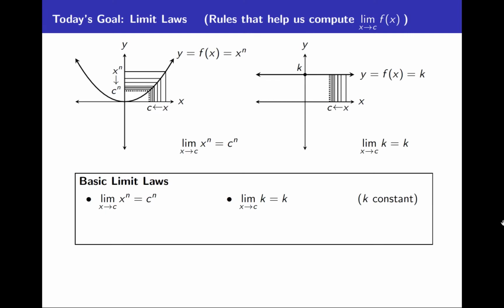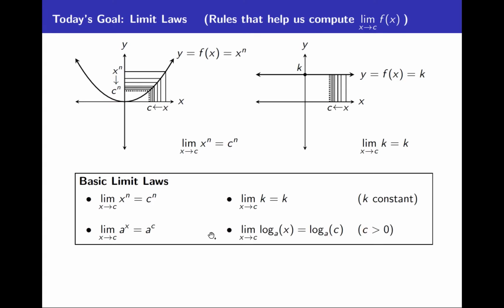We could add a few more to these. Instead of a power function, think about an exponential function. The limit as x approaches c of a to the x, where a is some positive constant, would be equal to a to the power of c. As x gets closer and closer to c, a to the power of x would get closer and closer to a to the c.